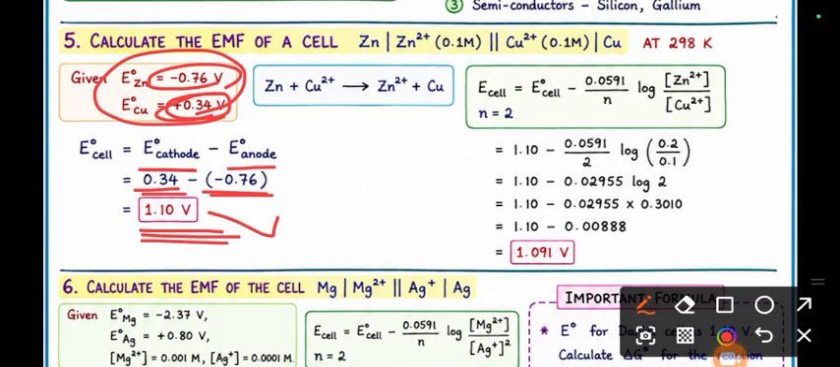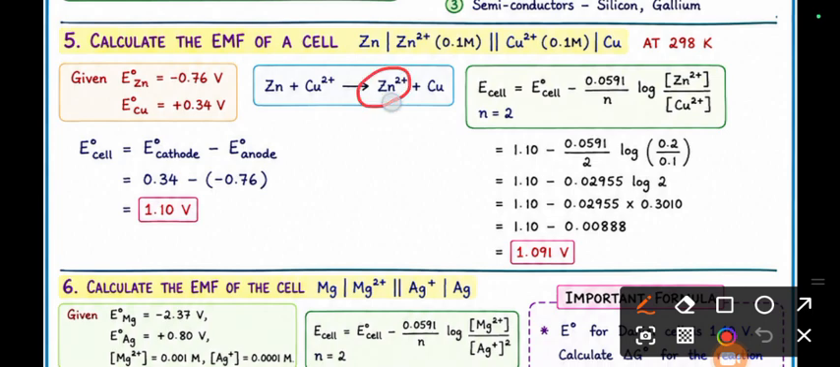Now come to the main formula. E naught of the cell is 1.1 volt, minus 0.0591 divided by N. N value is 2 here, means zinc is losing 2 electrons or copper is gaining 2 electrons. So N value is 2. Log of concentration of product. Here in the reaction, product is zinc ion and its concentration is 0.2 that we have substituted, divided by concentration of reactant. Reactant ion is copper ion and its concentration is 0.1. When you calculate, you will get log 2, and log 2 value is 0.3010, and when you do the calculation, you will get electrode potential as 1.091 volts.